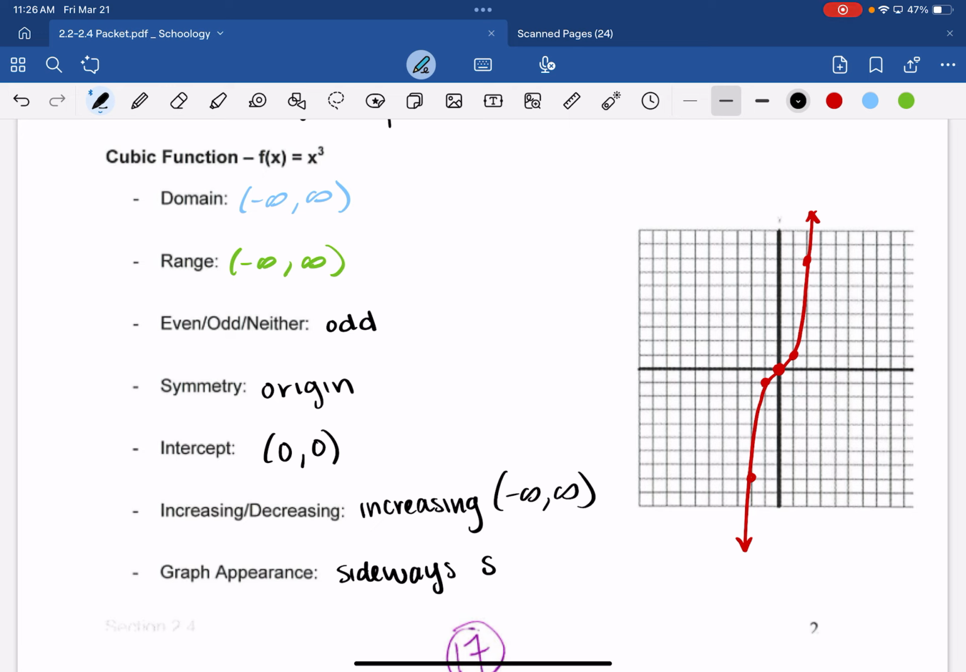I've had somebody tell me it looks like a snake. That works too. Okay? I'm not going to be picky about that description as long as I see it. Any questions on this one?